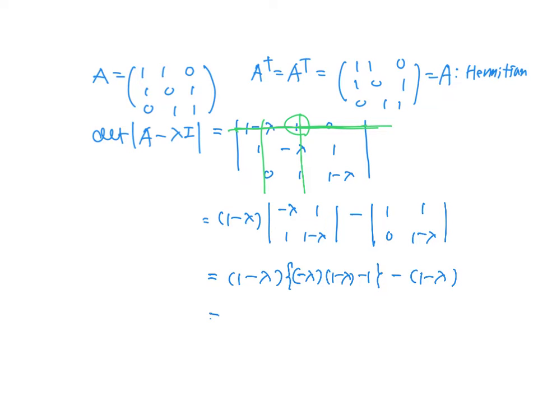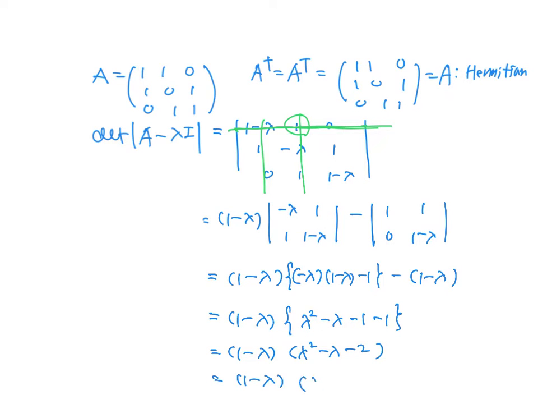So it becomes (1 minus lambda) times (minus lambda, 1 minus lambda, minus 1), minus (1 minus lambda). So it can be factored with 1 minus lambda. And the bracket becomes lambda squared minus lambda minus 1 minus 1, so 1 minus lambda times (lambda squared minus lambda minus 2). And this is very easy to factor. We have done that in middle school. So (1 minus lambda)(lambda plus 1)(lambda minus 2), right? So we have 3 eigenvalues. Lambda is 1, minus 1, 2.